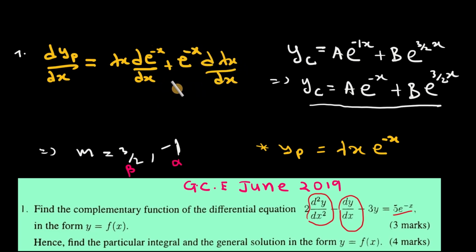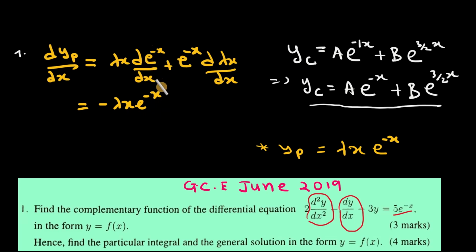This is from the product rule of differentiation. It equals negative lambda x e to the minus x, since the differential of e to the minus x is the same as minus e to the minus x. In order to differentiate the exponential function, we always differentiate the power, that's the exponent, which in this case is minus 1, times the exponential function, which is e to the minus x. Now times this component out of the differential, then we obtain this plus lambda e to the negative x.